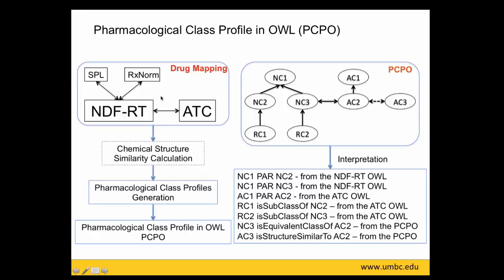Beyond the drug class or individual drug mappings, we also wanted to see whether we can regroup the drug data based on their chemical structures. So we calculated the chemical structure similarity to regroup some of the drug data. Then we created what we call the pharmacologic class profile ontology, the PCPO. This is a snapshot showing how this ontology represents information from the different ontologies and resources.